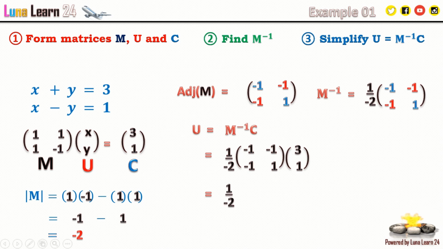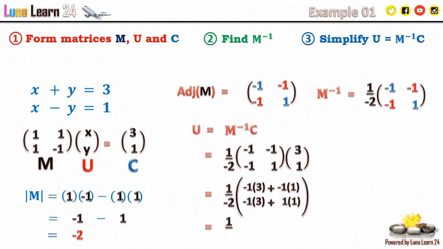So this is going to give us negative a half into negative 1 times 3, and then we have plus negative 1 times 1. We multiply this row by this column. So we have negative 1 times 3. You can watch the previous video on matrix multiplication. Negative 1 times 3 plus negative 1 times 1. Then the next row here, we have negative 1 times 3 plus 1 times 1.